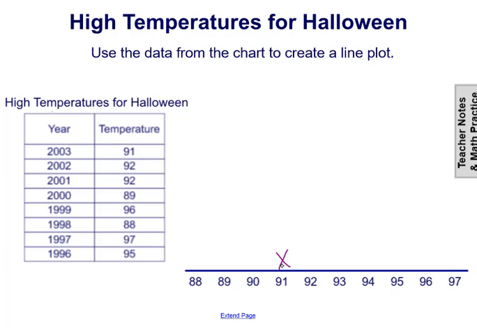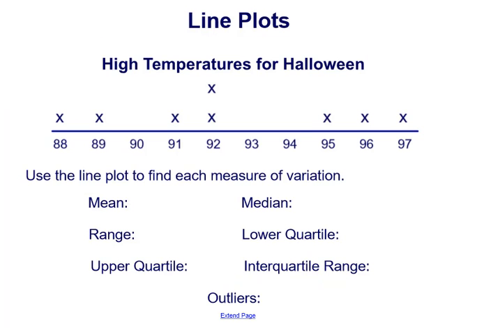I then have a temperature of 92 for the year of 2002, so I would place an X over 92. And I have another temperature of 92 for 2001, so I would place an X over the X I already drew for 92, and I would keep drawing X's until I've labeled all the temperatures given in the table. So here's the line plot that we've created with those different temperatures.